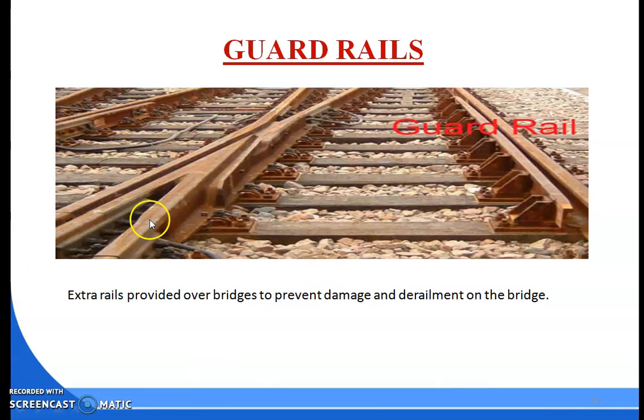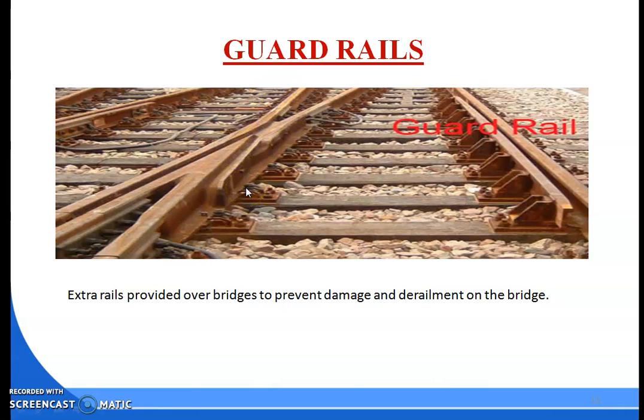Guard rail. Okay, so these are your images: this is your check rail and this is your guard rail. So normally, what is a guard rail? Guard rail means extra rails are provided over the bridge to prevent damage and de-alignment on the bridge. Whenever the train moves over the track, in some cases the track can be damaged. So for repairing that, extra rails are provided on the bridges or on the track. Okay, so that is your guard rails.